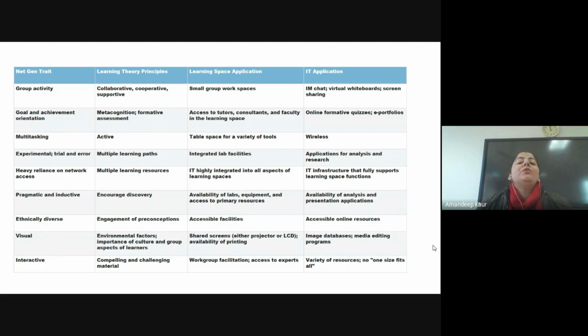Students need to work in a group, so small group workspaces are required. These are some of the suggestions in terms of technology integration. IM chat facility, virtual whiteboard, and screen sharing facilities need to be provided to the student when they are working in a group online. Another major characteristic of next generation students is that they are goal and achievement oriented.